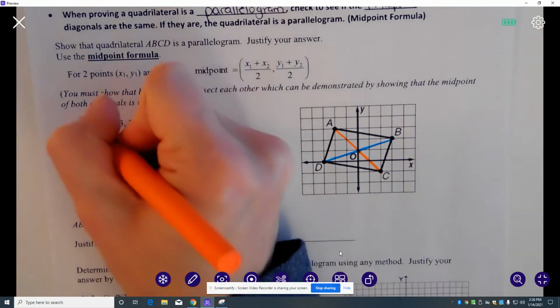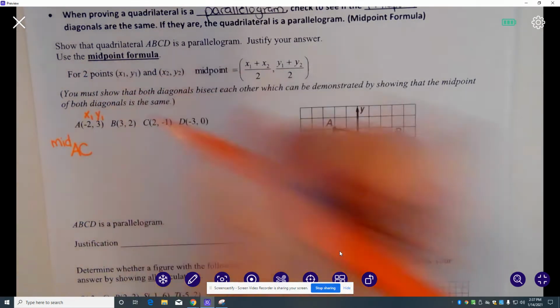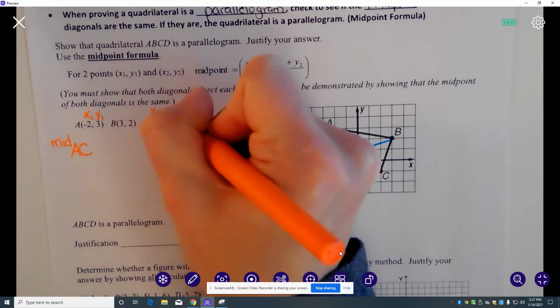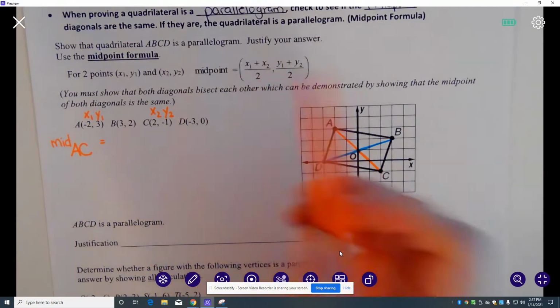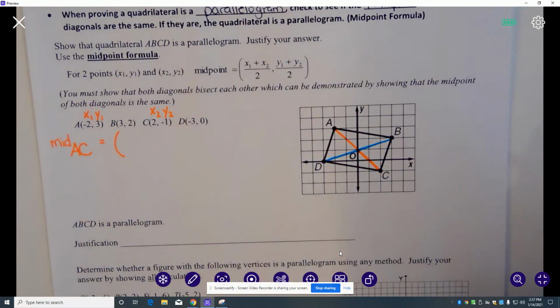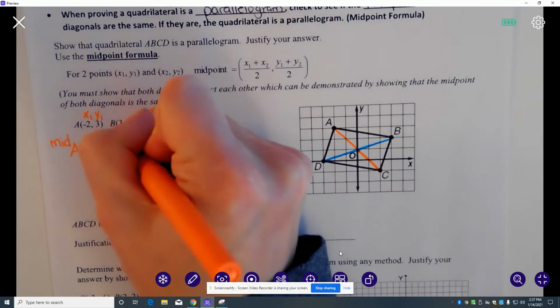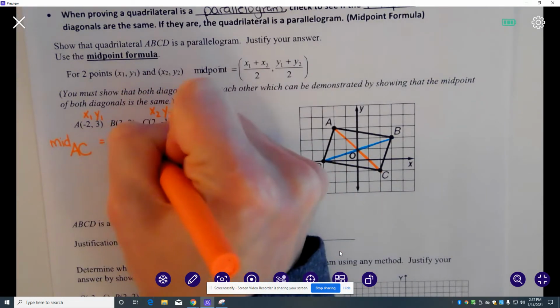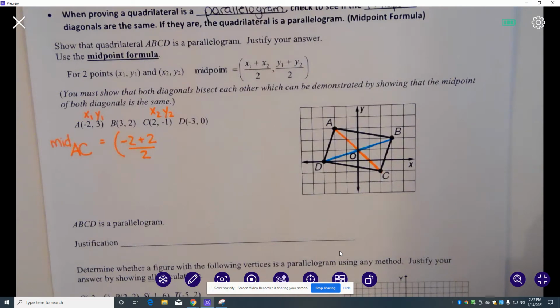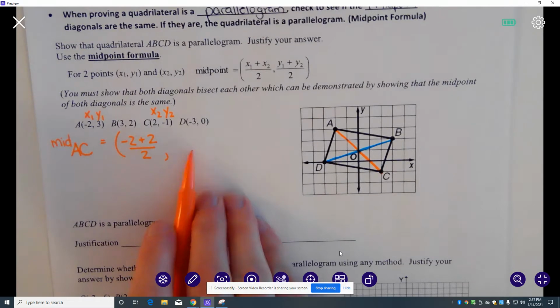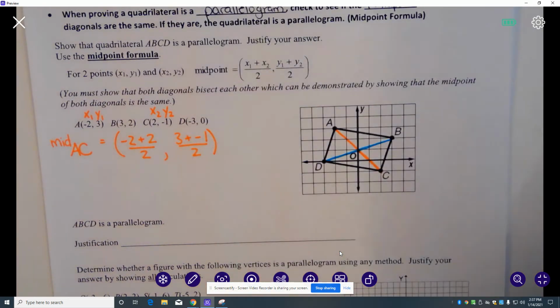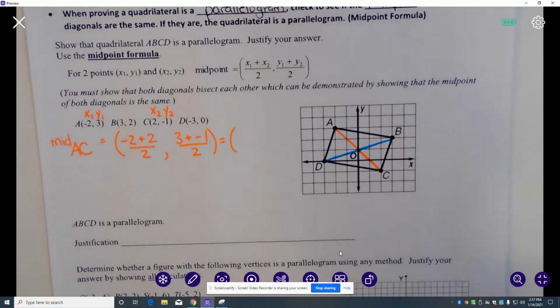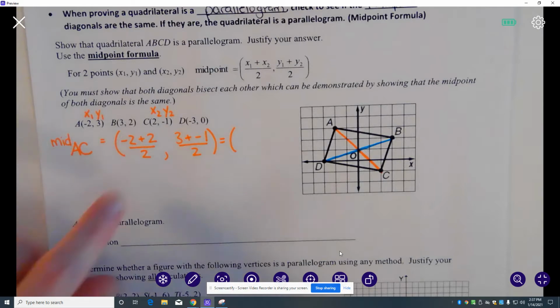That requires us to use the x and y coordinates of A and the x and y coordinates of C. So we're going to plug our values into our midpoint formula. x1 plus x2, that would be -2 plus 2, and then we divide that by 2. This will give us the x coordinate of our midpoint. To get our y coordinate, we need to do y1 plus y2, so 3 plus -1, and then divide that by 2. Let's go ahead and do this math and see what the midpoint of line segment AC is.